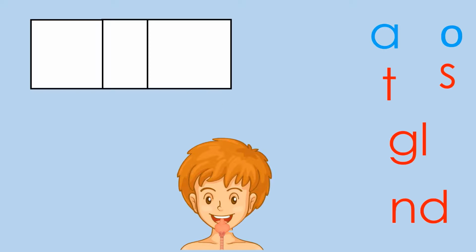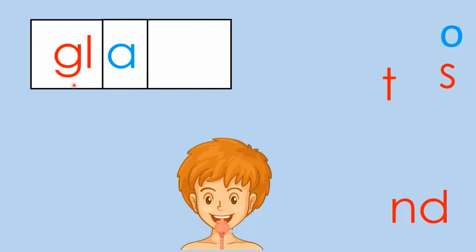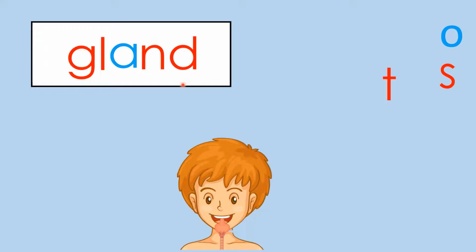Now here we are going to learn gl and nd, two blends. This part in our body is called gland. Gl, gl, gl, nd, gland.